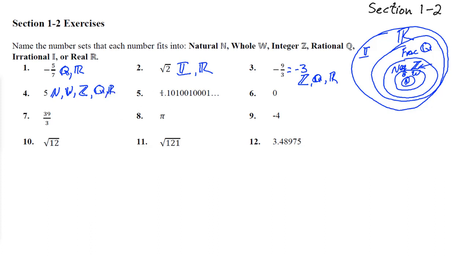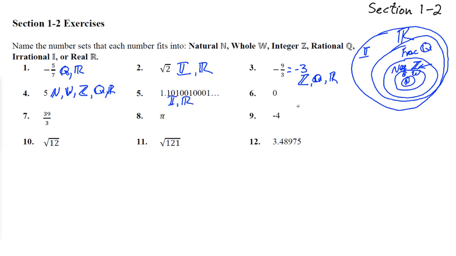Great. This one is 1.10100010000 and that pattern. Notice this is not a repeating pattern. Since it is not a pattern that repeats or stops, this is an irrational number. So this is irrational, and of course it's real.